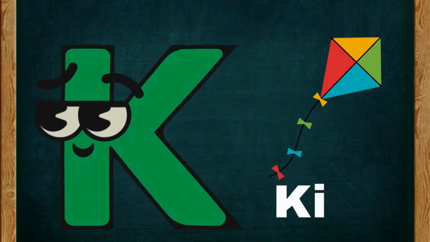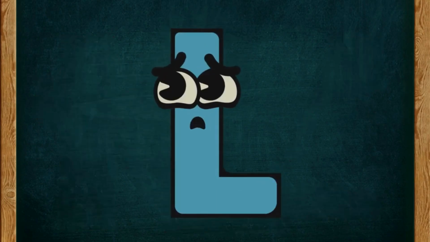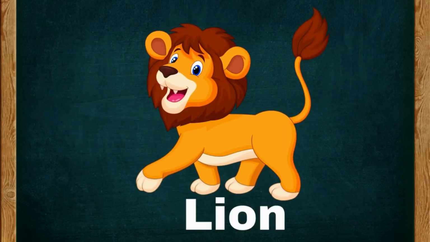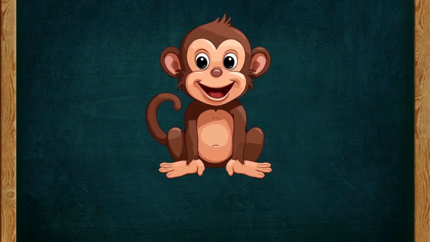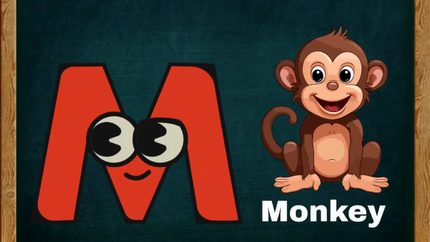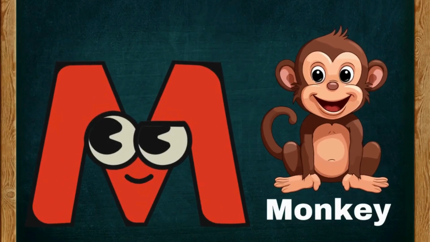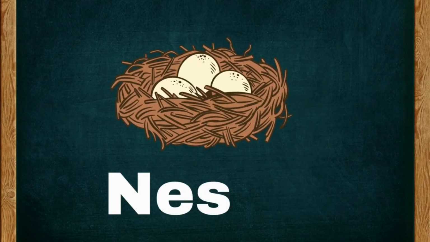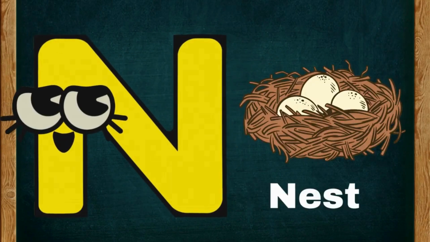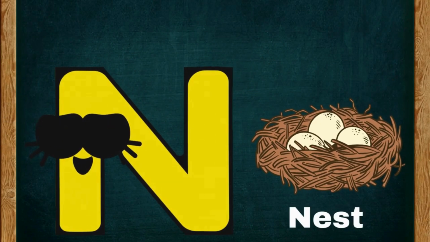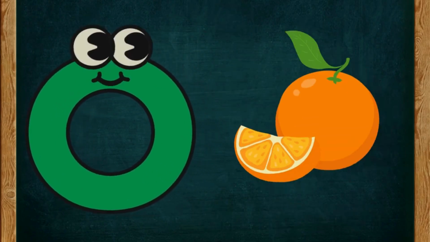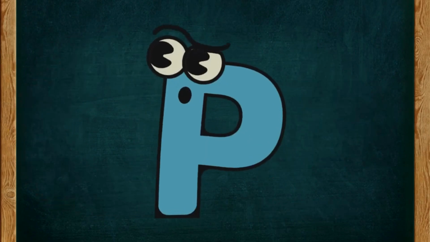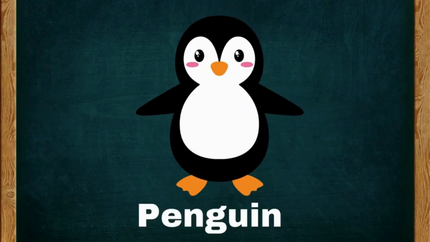L is for lion. M is for monkey. N is for nest. O is for orange. P is for penguin.